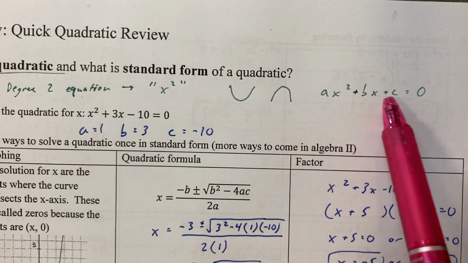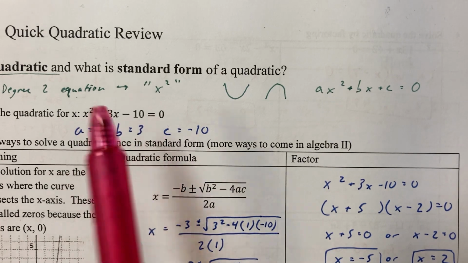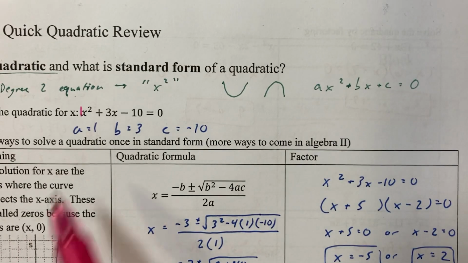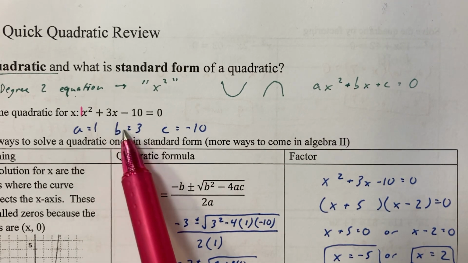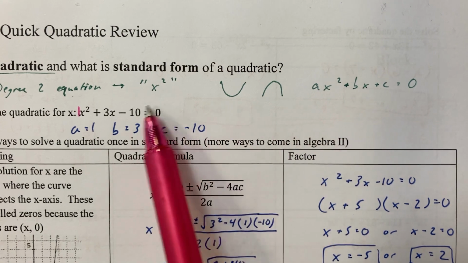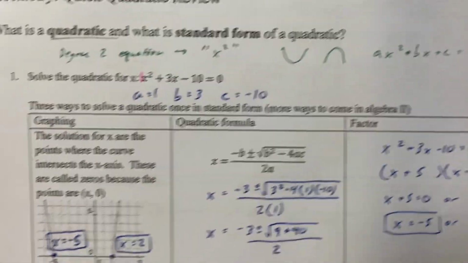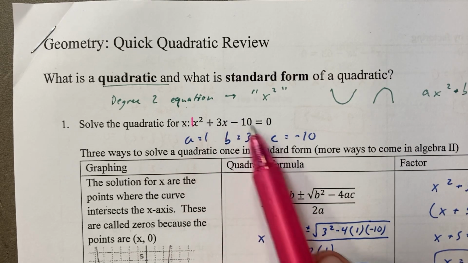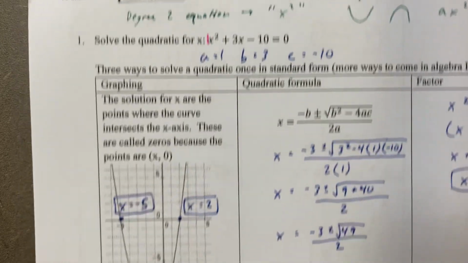A quadratic looks like this in standard form. So here's one in standard form, and you can see that there is technically a 1 right here. So a is 1, b is 3, it's the x term, and then c would be -10. All right, so now we can ask ourselves, what value of x would fit in here? And there are 3 ways to answer that question.